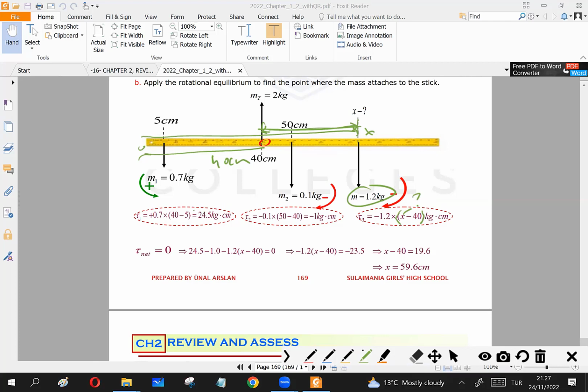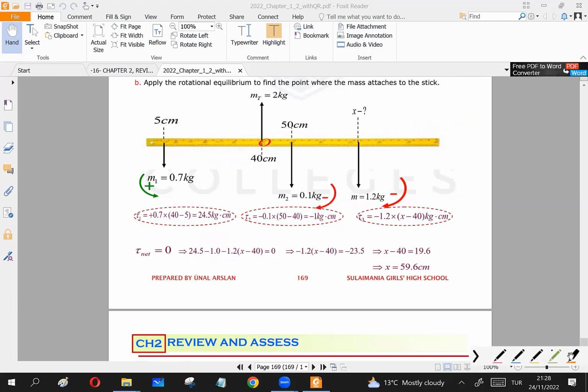Add all the torques. Net torque is going to be 0. Add them all. 24.5, negative 1, then negative 1.2 times x minus 40. Sum of them is going to be 0. Then transfer this to the right side, and after that, go on with mathematics. You will find the result as x equals 59.6 centimeter. Yani, you should suspend this mass from this point, which is 59.6 centimeter.